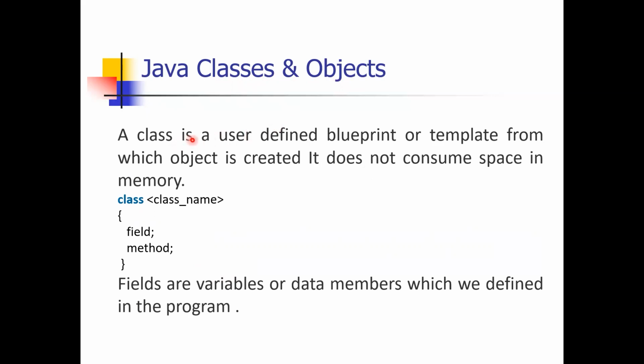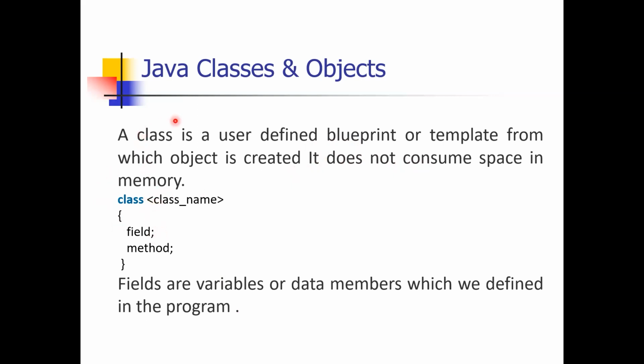Class is a user-defined blueprint or template from which an object is created. If you remember, template means a standard form. So class is a user-defined standard, a blueprint from which an object is created. It doesn't consume space in memory. So this is the syntax for OOP.